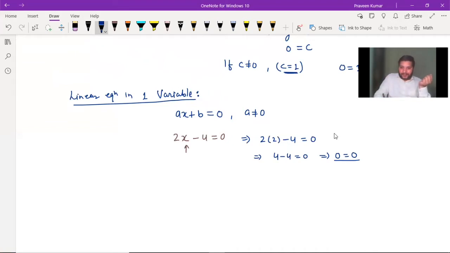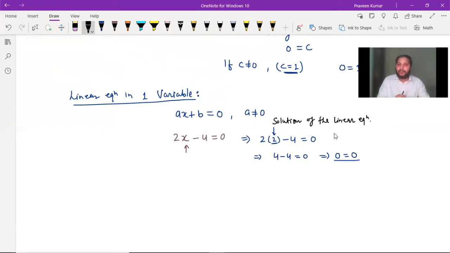Is there any speciality in this 2? Is there any special name of this 2? Yes, there is a name. This 2 is called the solution of the linear equation. Means the value of x which when plugged into the equation will make left hand side as well as right hand side equal, will be the solution of the equation. Hope it is clear to you.